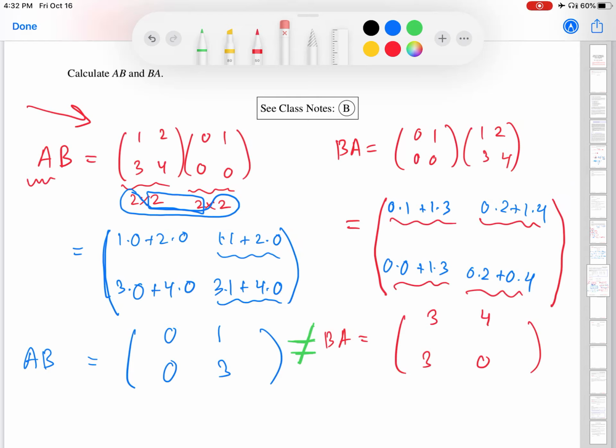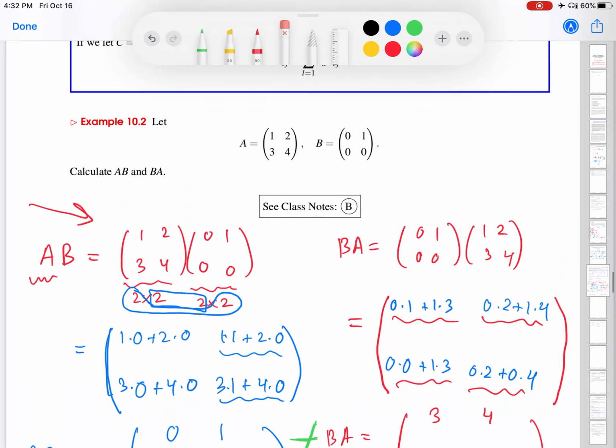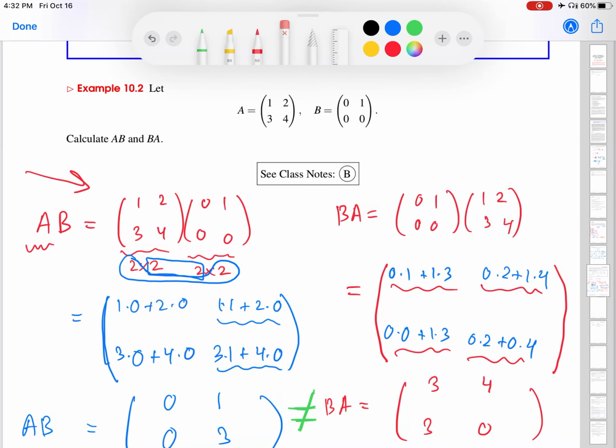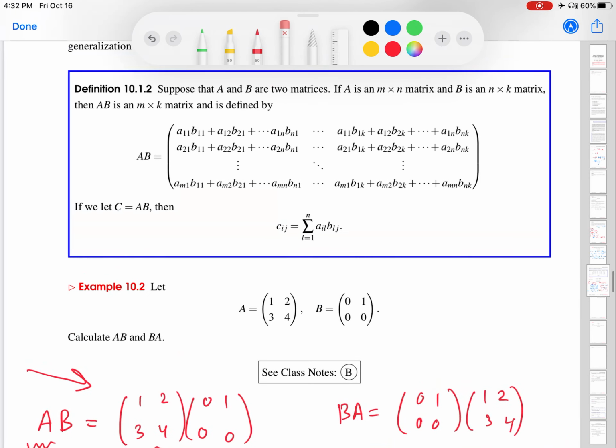So again, this illustrates that in general, for matrices, matrix multiplication is not commutative. And of course, it also illustrates the point of this example, which is running through a calculation, an example of how you would multiply two matrices together.